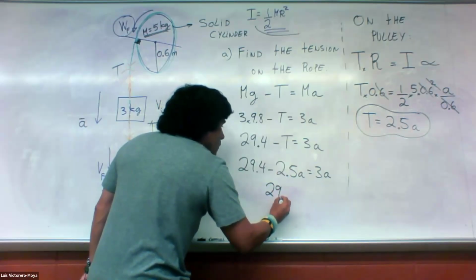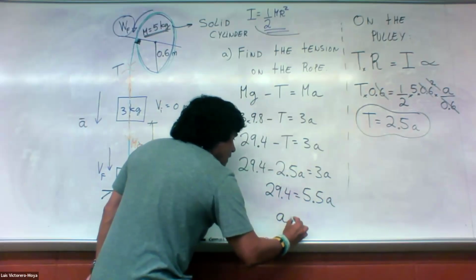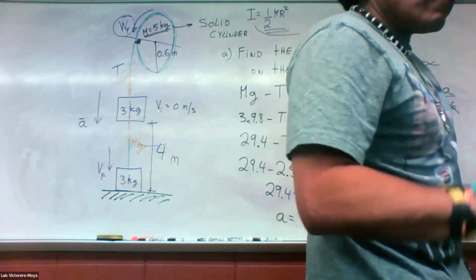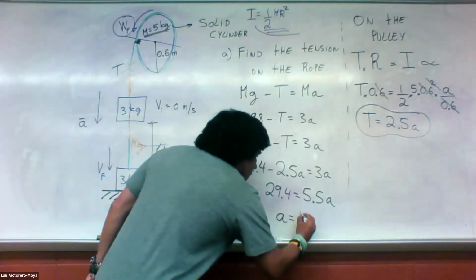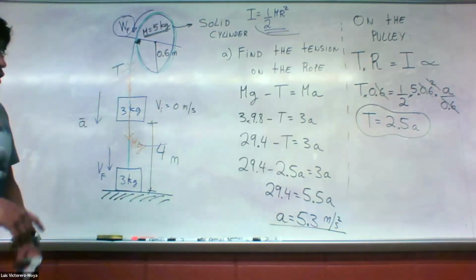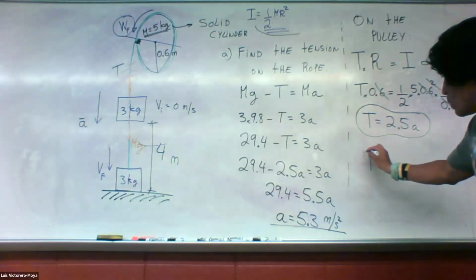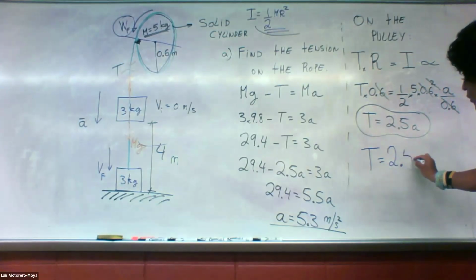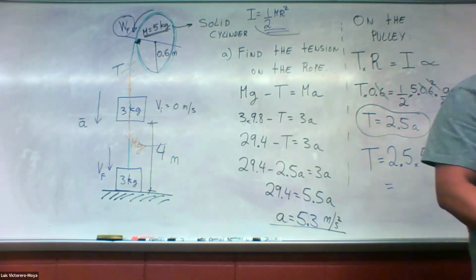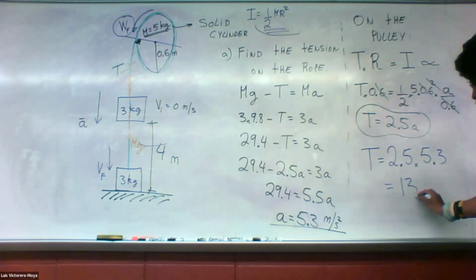The algebra: 29.4 equals 5.5a. So acceleration is about what? 5.3 meters per second squared. How nice. I found the acceleration, then I can find the tension. I found that here. The tension on the rope is 2.5 times 5.3, which is 13.4 newtons.